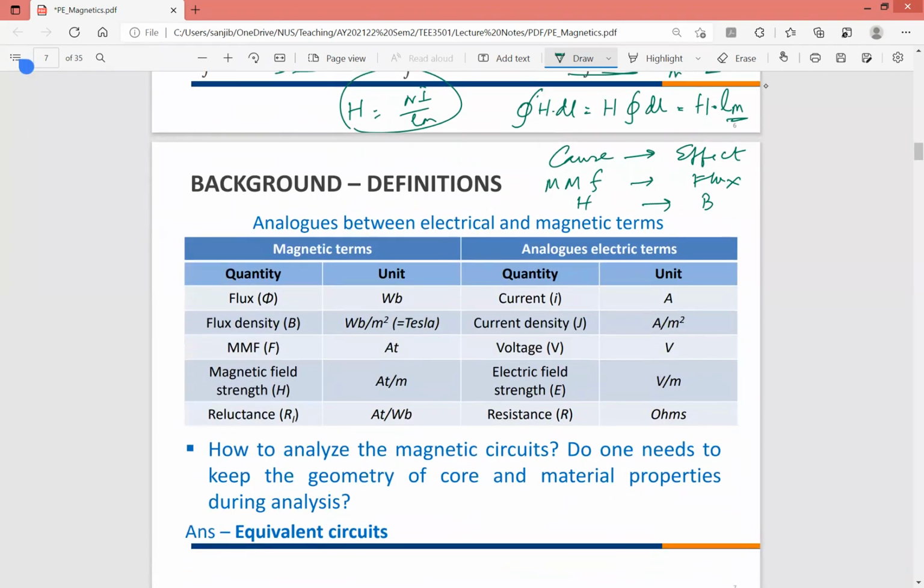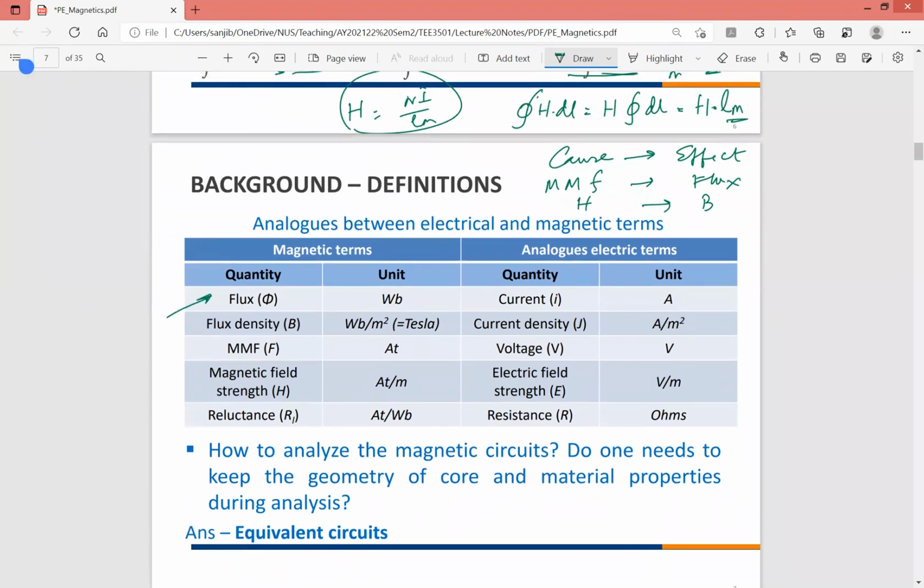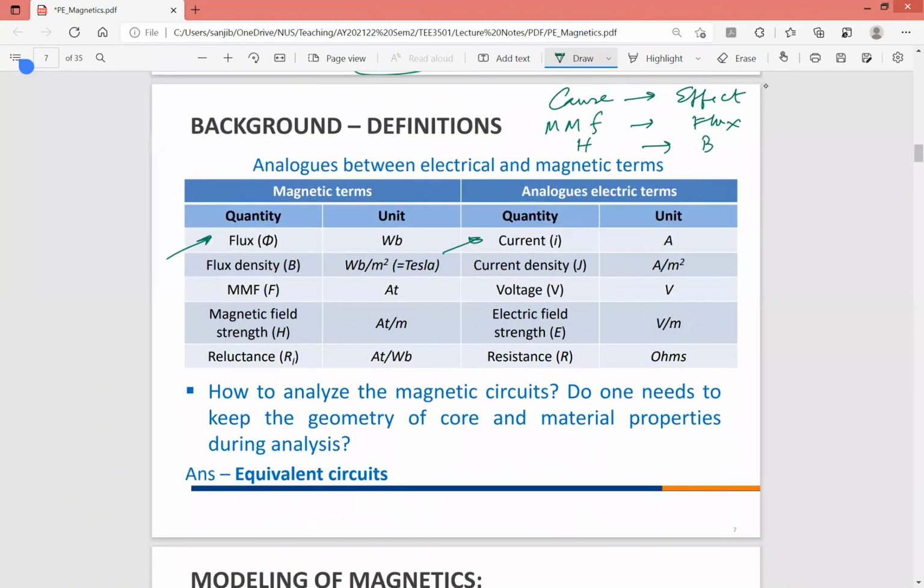So now how do we really draw an equivalence between the magnetic circuit and the electric circuit? So here are the things. The flux is the result in a magnetic circuit. The current is the result in an electrical circuit. Flux density is the flux per unit area. We can have something called current density, the current per unit area. You can see the unit.